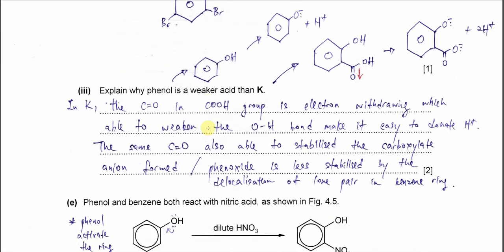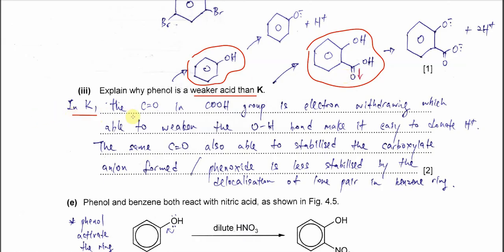Okay, now part 3. Explain why phenol is a weaker acid than K. So K is this one, yeah? K is this. So if we compare phenol and this K, the difference is, of course, this molecule K has the carboxylic acid. So carboxylic acid is a stronger acid than the phenol. So why? You have to explain.